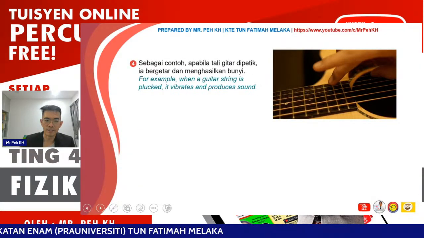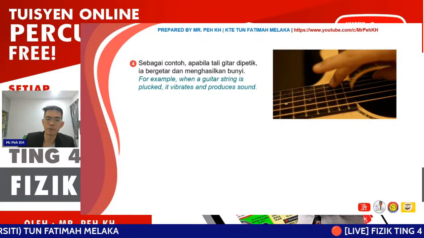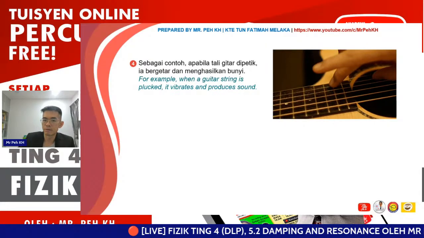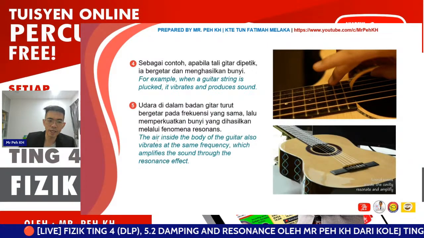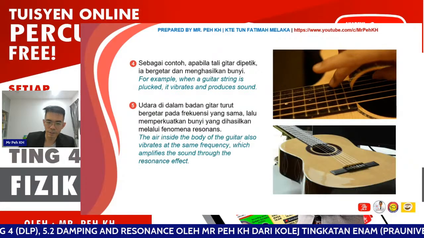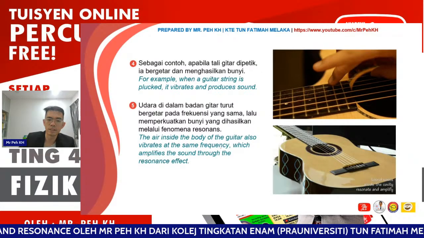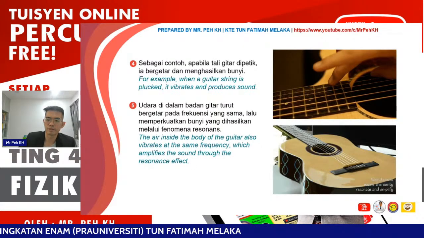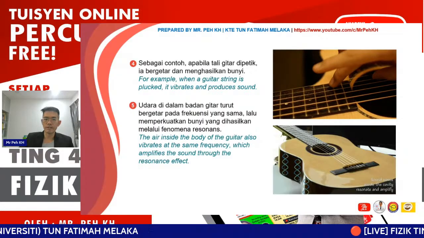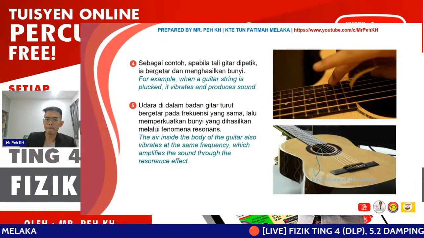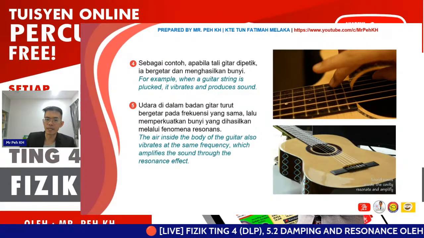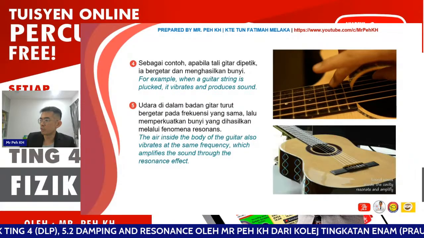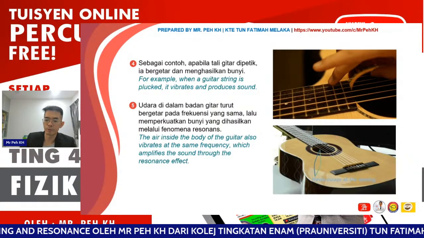Okay, so here we have an example of the guitar string. When a guitar string is plucked, it vibrates and produces sound. The air inside the body of the guitar also vibrates at the same frequency, which amplifies the sound through the resonance effect. You can see in the figure, the frequency produced by the string may cause the air inside the guitar to vibrate at the same frequency. So resonance will occur and cause a louder sound to be produced.